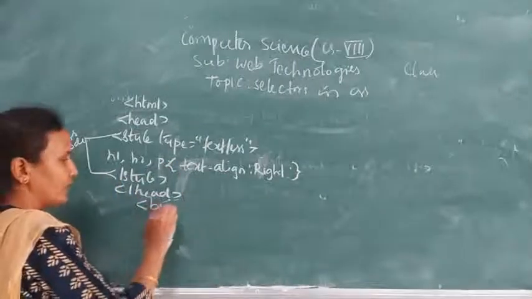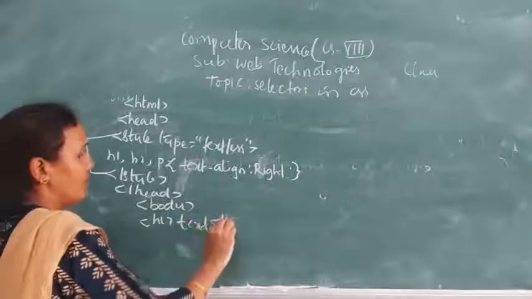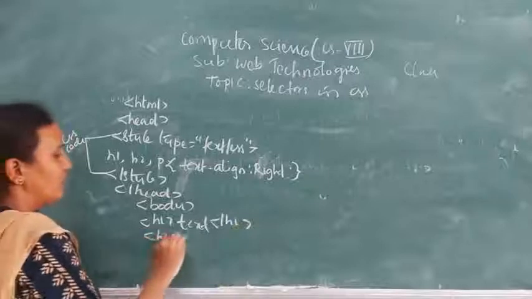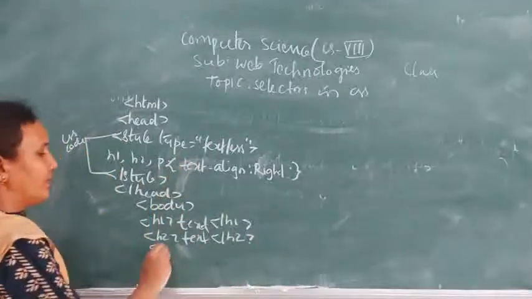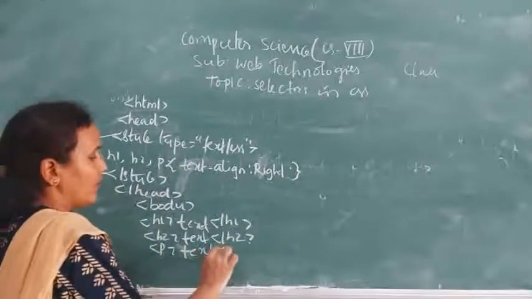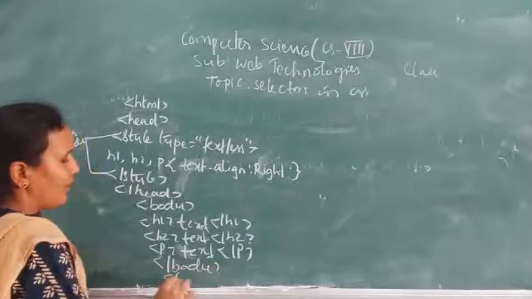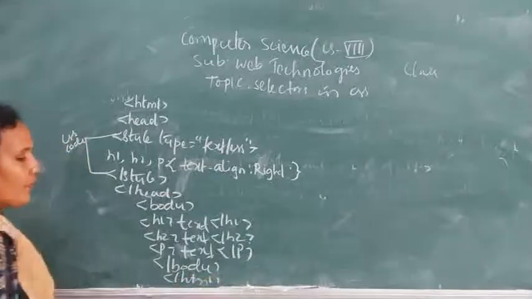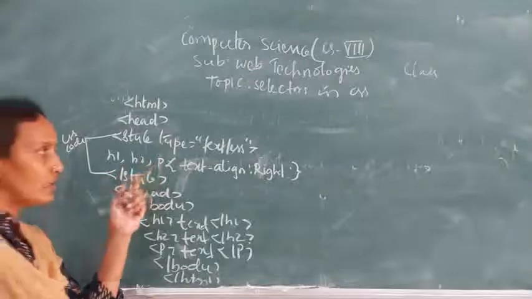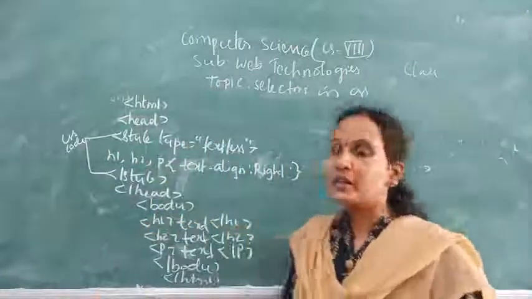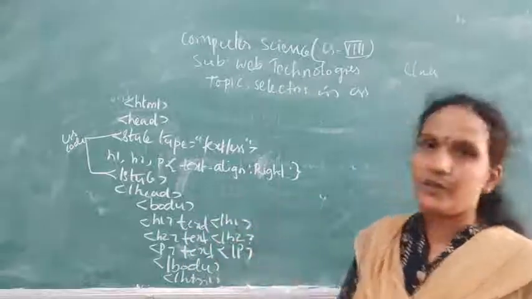Now in the body section, I am just giving H1 text, next H2 text, next paragraph, and closing the body section and the HTML. Whatever properties we have given for these three elements, those properties apply. For these three elements in the body section, you will get the same property.